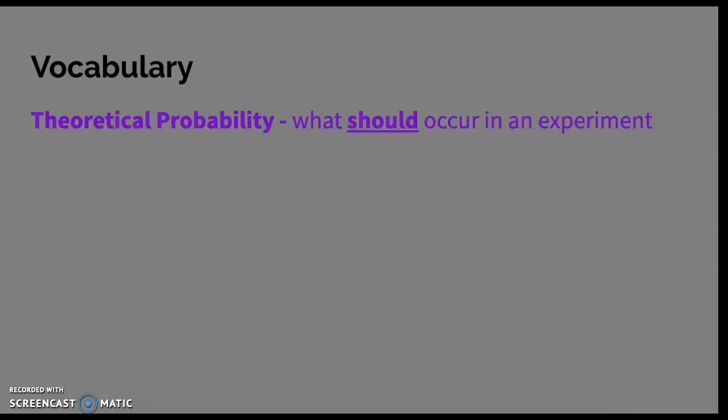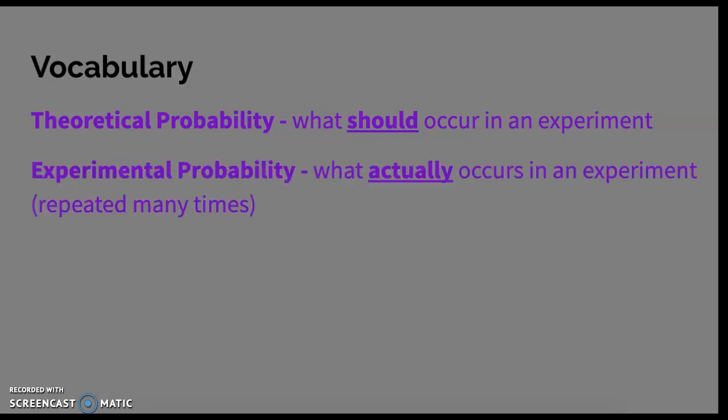All right, we are going to start with a couple of vocab words. There are two types of probability that we are going to be talking about, and it's really important that you know the difference between the two. The first is called theoretical probability, and this is what should occur in a probability experiment. So theoretical, think of theory, and when we say in theory, we mean if everything went perfectly, this is what would happen. So theoretical probability is what should happen in the experiment.